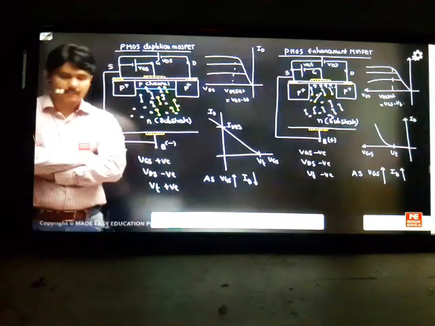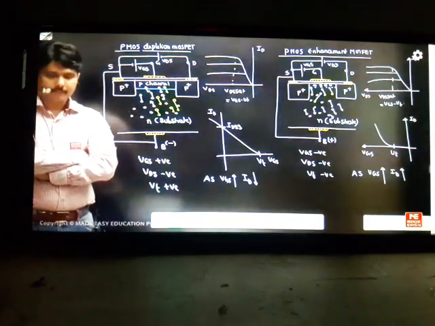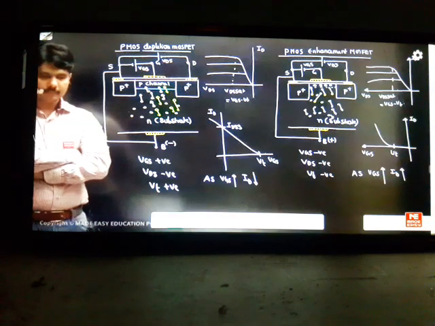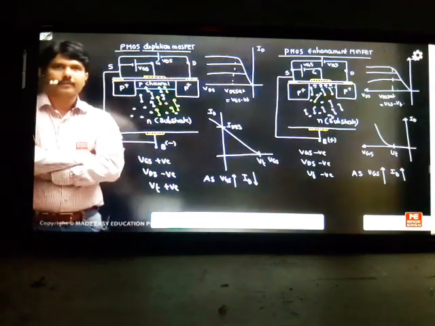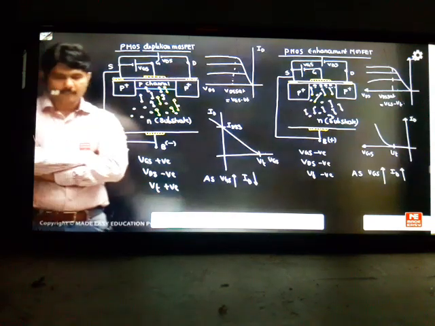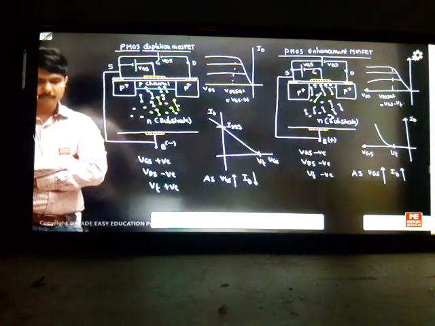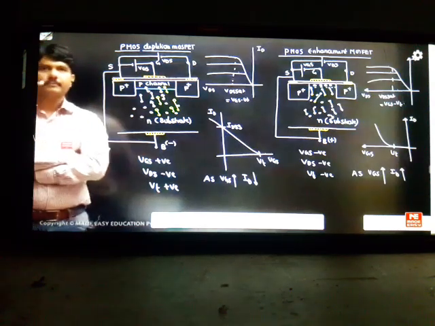Please tell me when you have completed, so that I can start the mathematics behind this. Swati completed. Good. The remaining students, if you have completed, we can proceed with the concept. Just one minute, I'll wait. Please complete it.